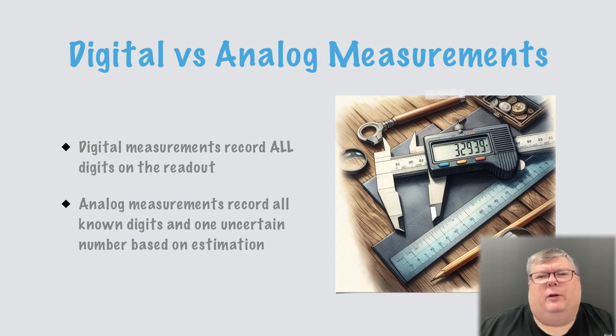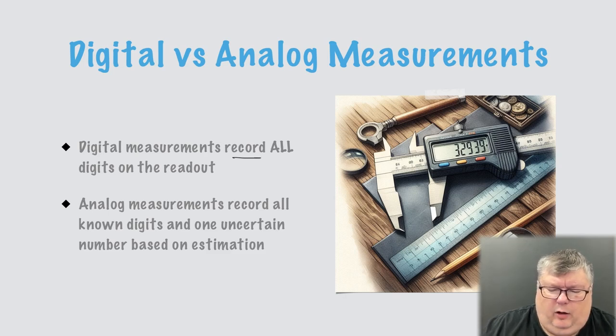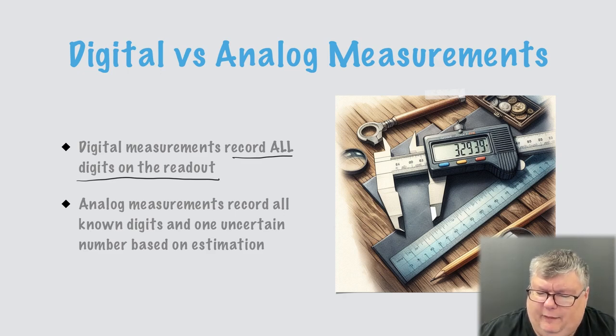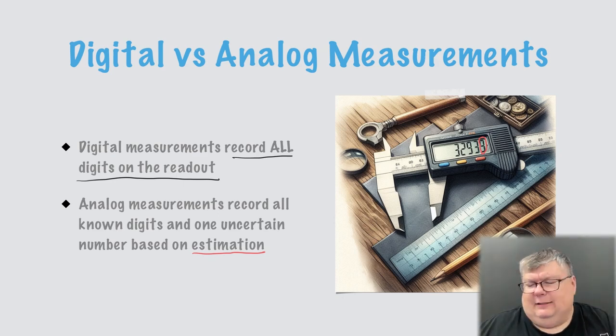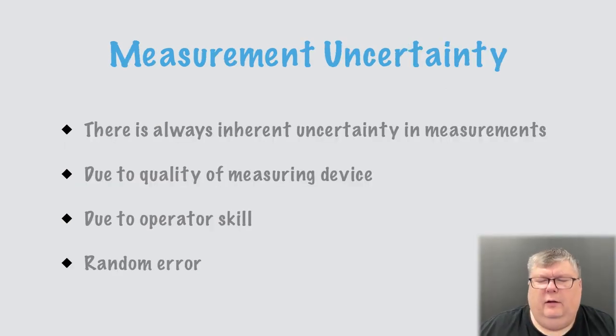Now, there are different ways to make measurements. There is the digital and the analog style measurement. With digital measurements, you record all the numbers on the readout. That includes your uncertain digits. So, for example, on this nice little caliper here, that last digit is our uncertain digit. In analog measurements, we record all known digits and one uncertain number based on estimation. We estimate that last digit. That's where analog requires a little bit more skill than digital measurements. And we know this because when we were learning how to tell time, nobody wanted to learn how to tell analog time. We all wanted a digital watch.